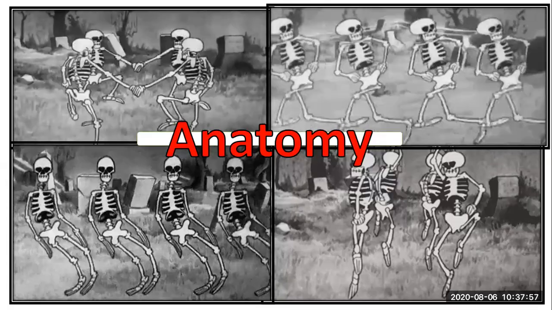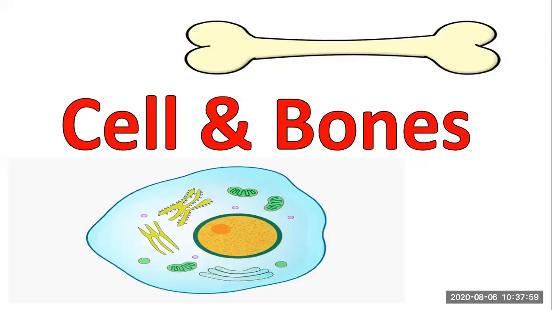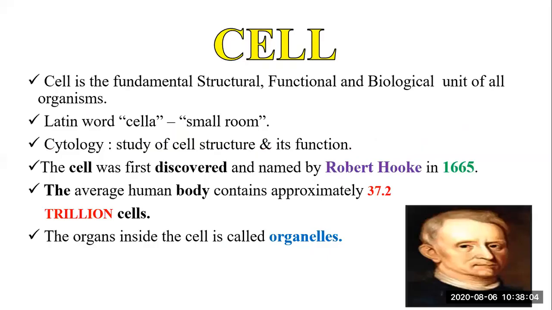Today we are going to learn about the very basics in the anatomy, that is the cell and the bones. Today we will see the cell only. The cell is the fundamental, structural, functional and biological unit of all organisms. As we all know, all living organisms have cells. The cell is a basic structure, that's why it is known as fundamental. The main source of functioning of our body is the cell itself. So that's why it is one of the fundamental structural, functional, biological units of life.